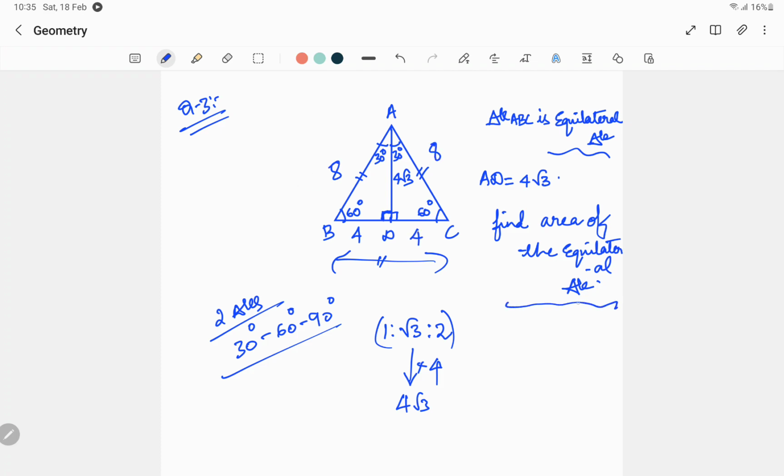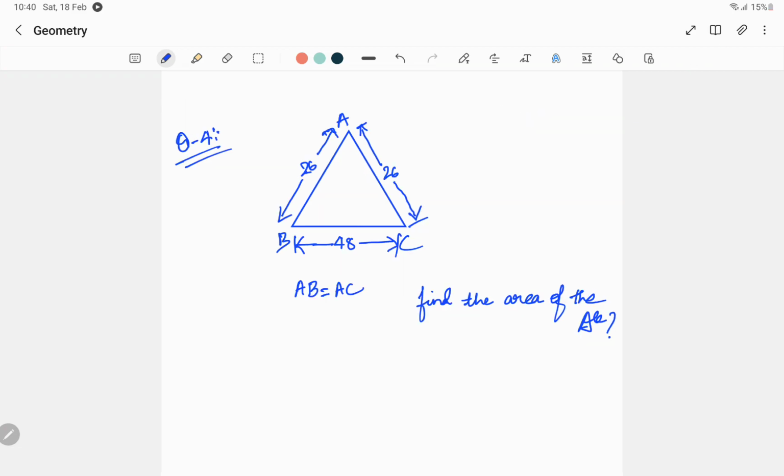We are asked to find the area of the equilateral triangle. Area of an equilateral triangle is given by root 3 by 4 a square. So a is what? 8. So this is 8 into 8. So 4 ones are 4, 4 twos are 16. 16 root 3 is the area of the equilateral triangle.